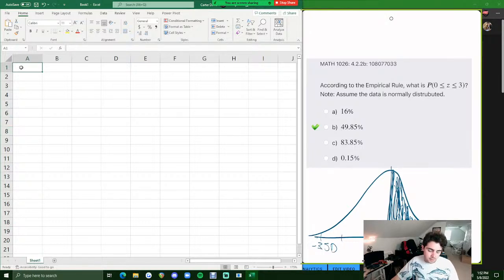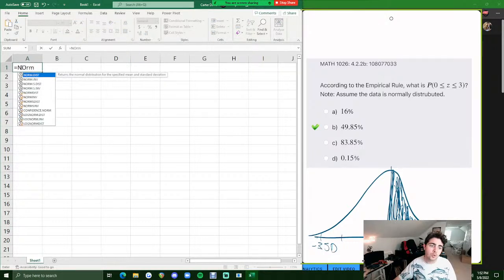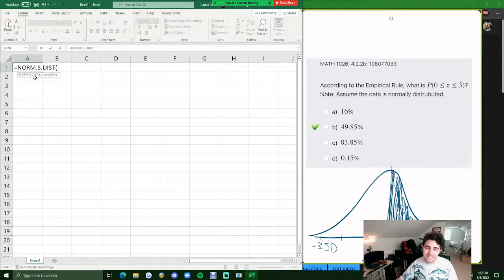Okay, so we want to use a function called NORM.S.DIST. NORM.S.DIST allows you to just plug in the z value, and then wherever it says cumulative, you're going to type 1. So we want to plug in the z value 3, and we want to plug in the z value of 0, and then subtract the two results that we get. So 3 comma 1, and then we'll go ahead and do this all in one. We'll do minus NORM.S.DIST of the z-score of 0 comma 1.